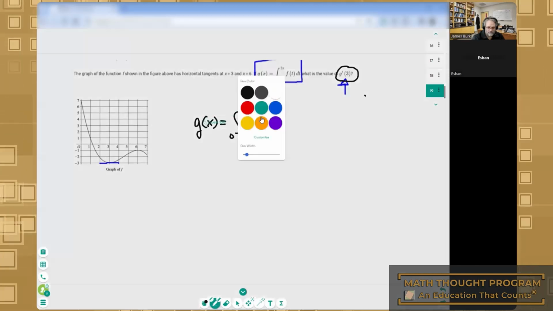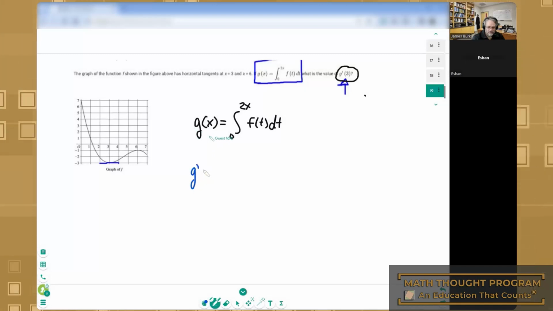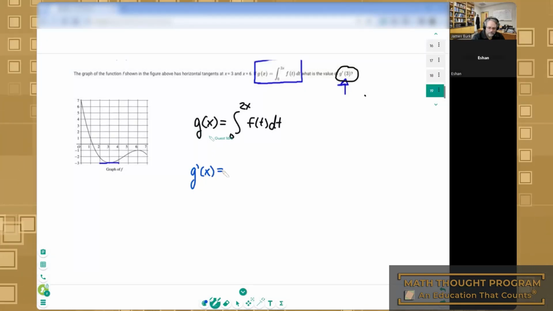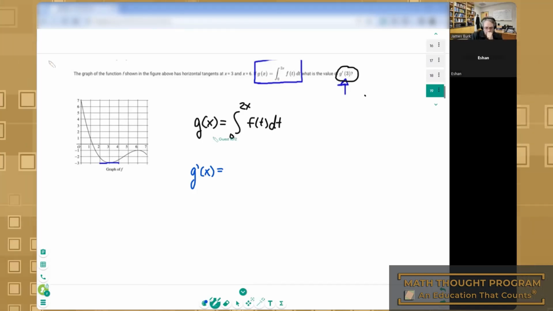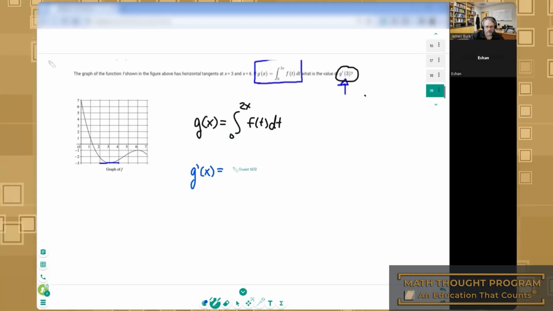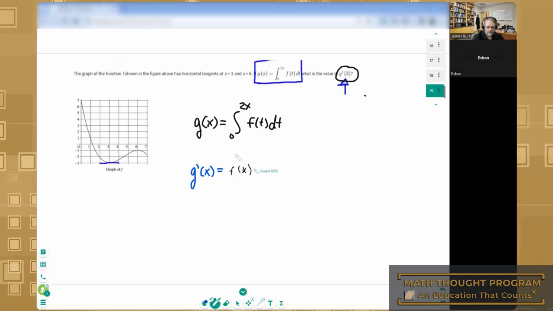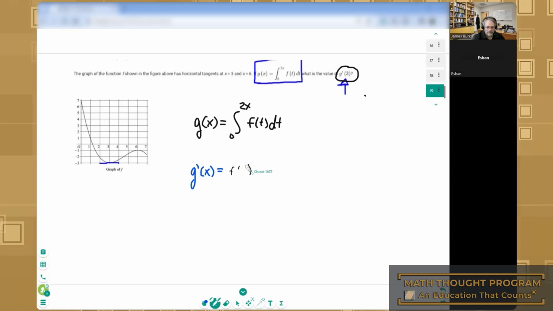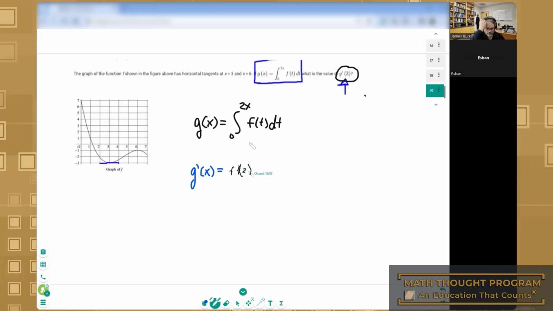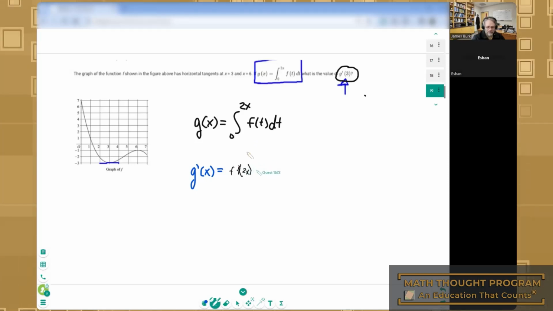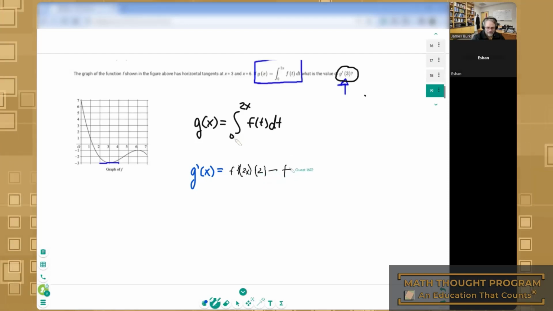Oh, should I have said that the wrong way around then? So if that's G, tell me what G prime is. It's just going to be F of, not X, of T, not T. Okay, 2X and what else? There you go. And then zero for the last piece. Yeah.